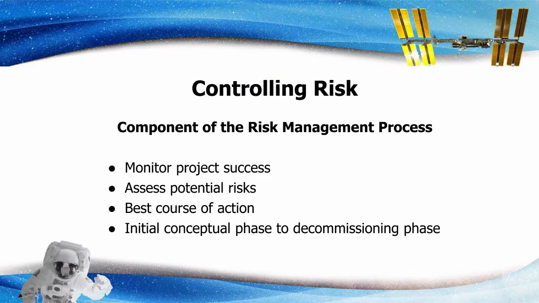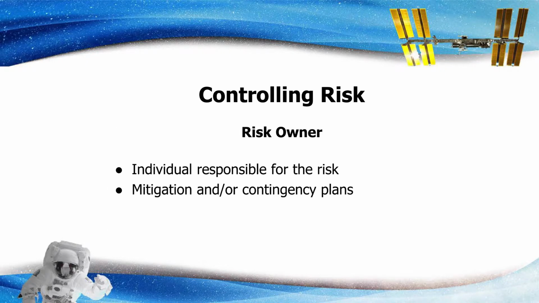Controlling risk is a component of the risk management process. This component monitors project success, assesses potential risks, and decides the best course of action in dealing with potential risks. Controlling risk has become an accepted inclusion in project management, especially in the software development industry. This addition has also extended the project manager's scope, spanning from the initial conceptual phase all the way to the retirement decommissioning phase. The risk owner is the individual responsible for controlling the risks.